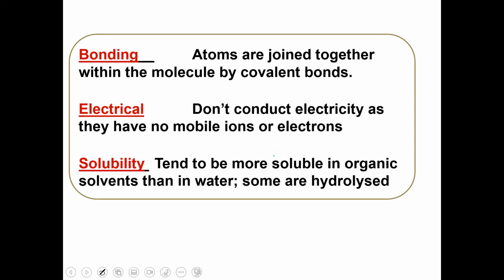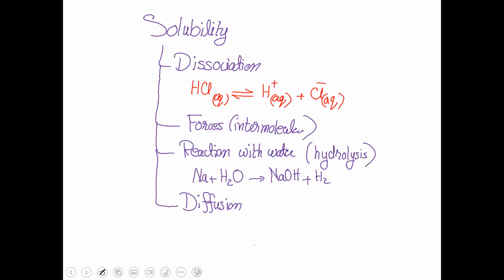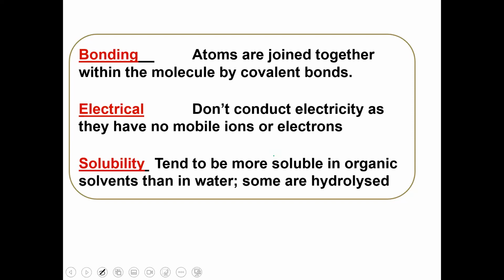So atoms are joined together within the molecule by covalent bonds. Normally, they do not conduct electricity as they have no mobile ions. They tend to be more soluble in organic than in inorganic solvents. Solubility in chemistry can be due to dissociation. First look at this property. These are some very basic properties like bonding.